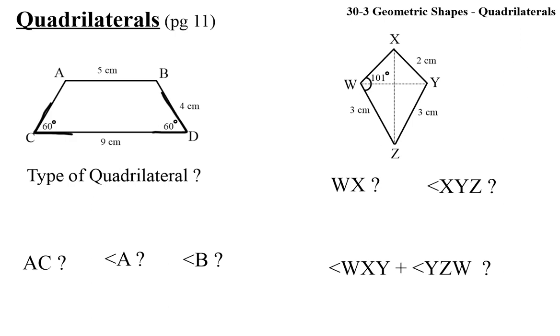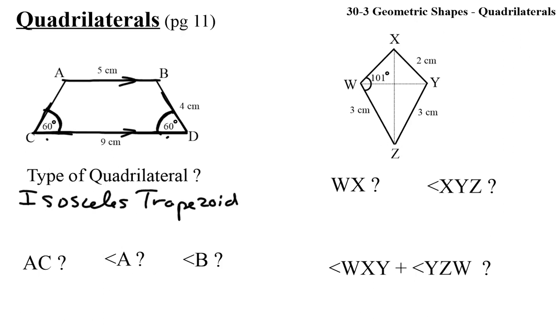And what it looks like is what it is. Well, we're pretty safe to assume that those are parallel because these angles are the same. So 60 and 60 in a trapezoid. If I have angles that are the same in a trapezoid, it has to be an isosceles trapezoid. There you go. Because angles are the same.